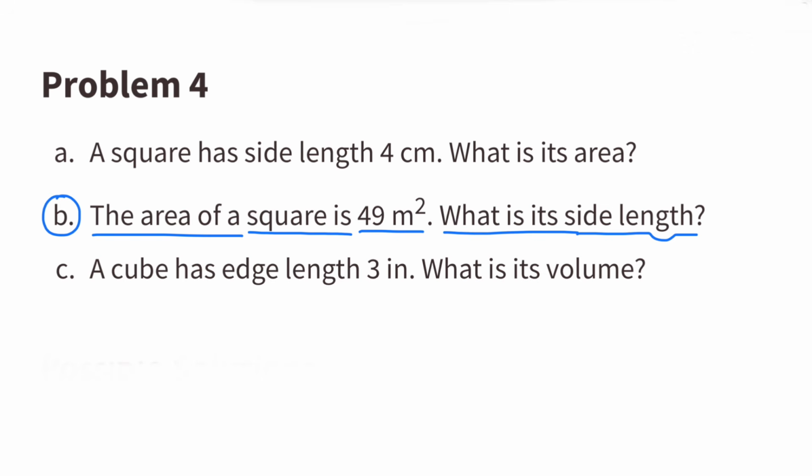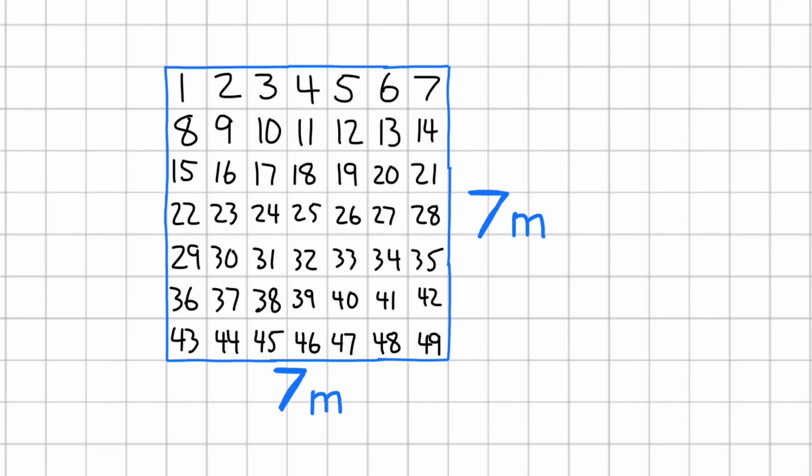B. The area of a square is 49 meters squared. What is its side length? Here's an illustration of 49 meters squared. If you look across the top, you can see that the top side length is 7 meters. Since it's a square, all the side lengths will be 7 meters.